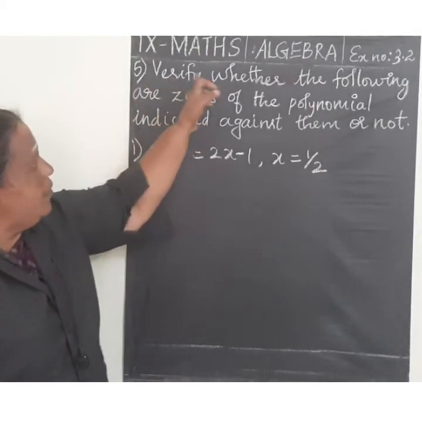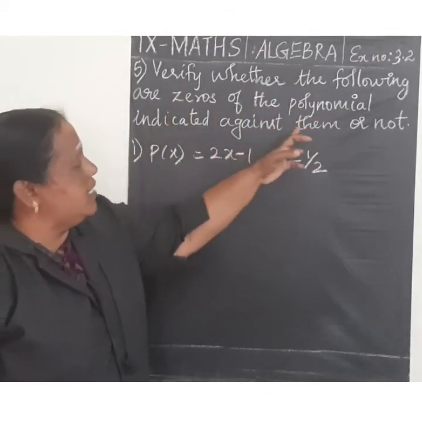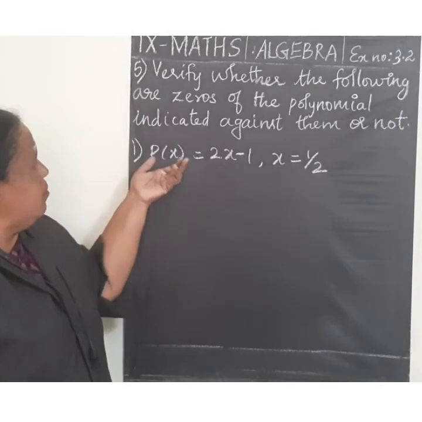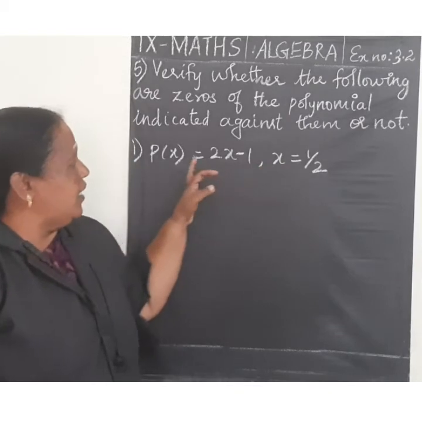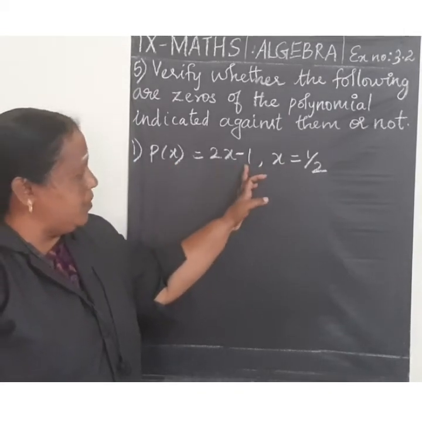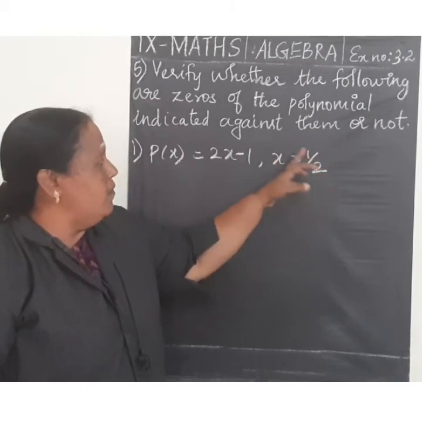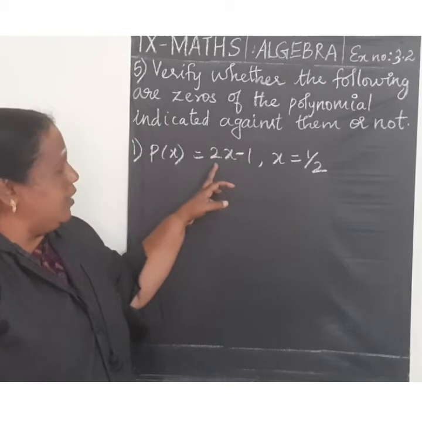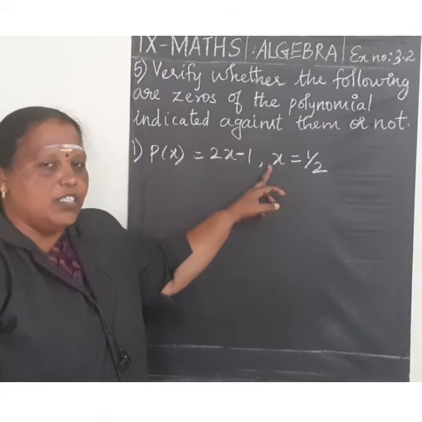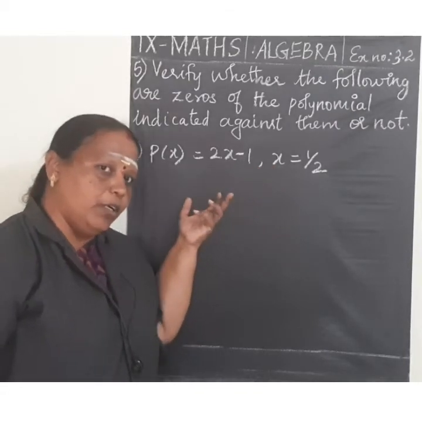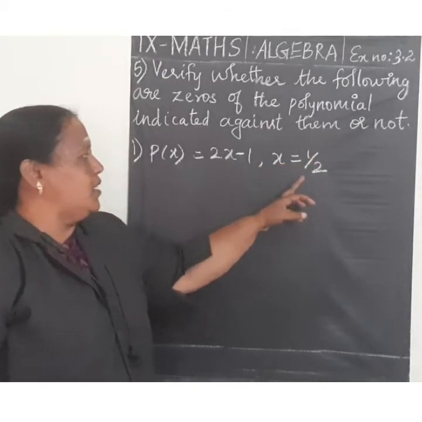Next, fifth question, verify whether the following are zeros of the polynomial indicated against them or not. First subdivision, p of x is equal to 2x minus 1, x is equal to 1 by 2. Here they have given a polynomial p of x is equal to 2x minus 1, and for x we have to substitute the value 1 by 2. When we substitute, if we get equal to 0, then we can say x is equal to 1 by 2 is the zero of the polynomial. If we are not getting 0, then we will say it is not a zero of the polynomial. Let's just substitute now.